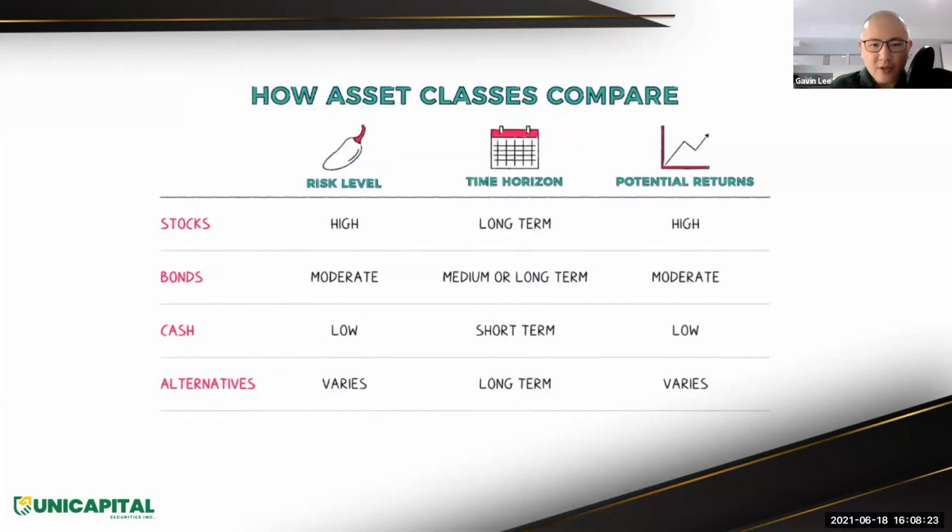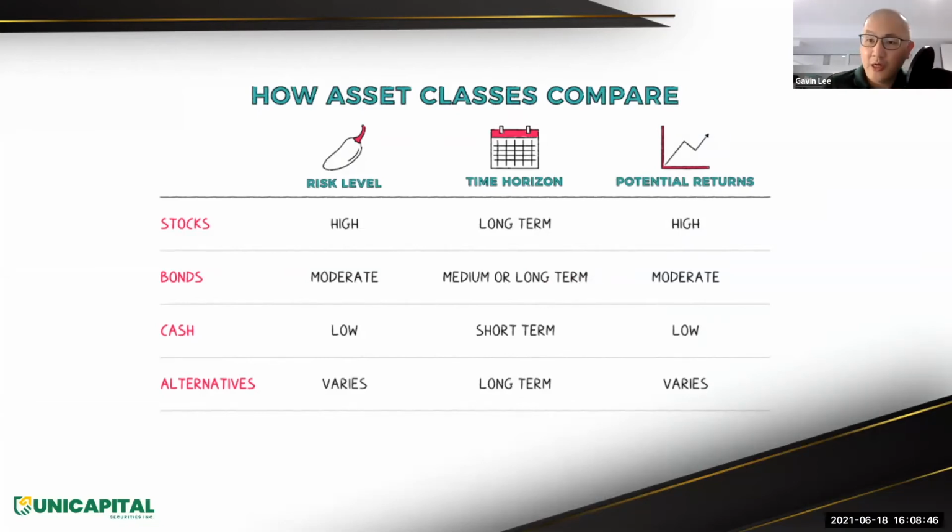Now, again, here's another perspective of that previous slide. So the risk and the return potentials for each of those asset classes. So stocks generally are viewed as higher risk. Bonds are moderate risk or medium. Cash is low risk. Alternatives are anywhere in between. So it varies. Now, the investment time horizon is important.